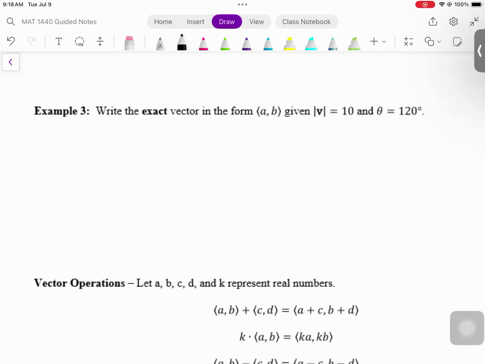Write the exact vector in component form, given the magnitude of our vector is 10 and our direction angle theta is 120 degrees. Now, again, emphasizing that when we see directions that include exact values, that means we should not be reaching for our calculators. We're going to be utilizing the unit circle here.